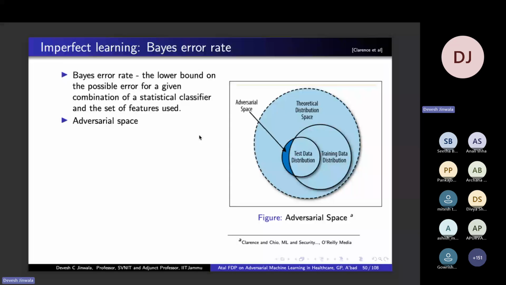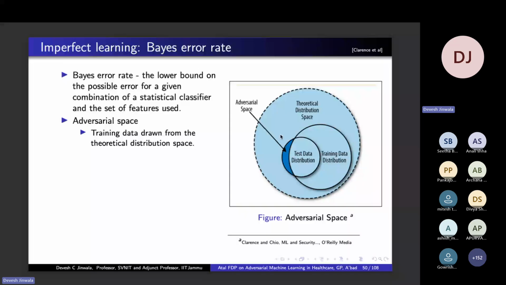But adversarial space is something which is training data drawn from a theoretical distribution space which is deliberately introduced. So look at this right side. It says there is some training data distribution, there is some test data distribution. We know that test data distribution is going to be smaller as compared to the training data distribution, and there is going to be some difference between these two. But that difference now is controlled by the adversary.